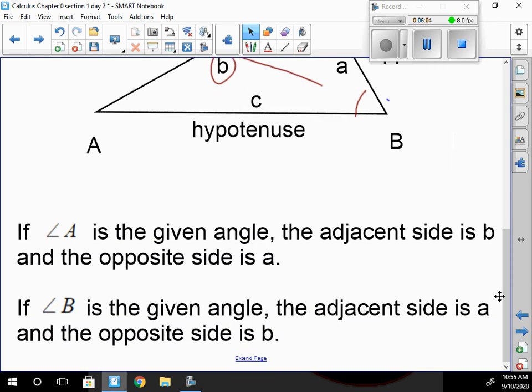If angle A is the given angle, the adjacent side is B and the opposite side is A. If angle B is the given angle, then the adjacent side is A and the opposite side is B. Just summarizing what we learned.